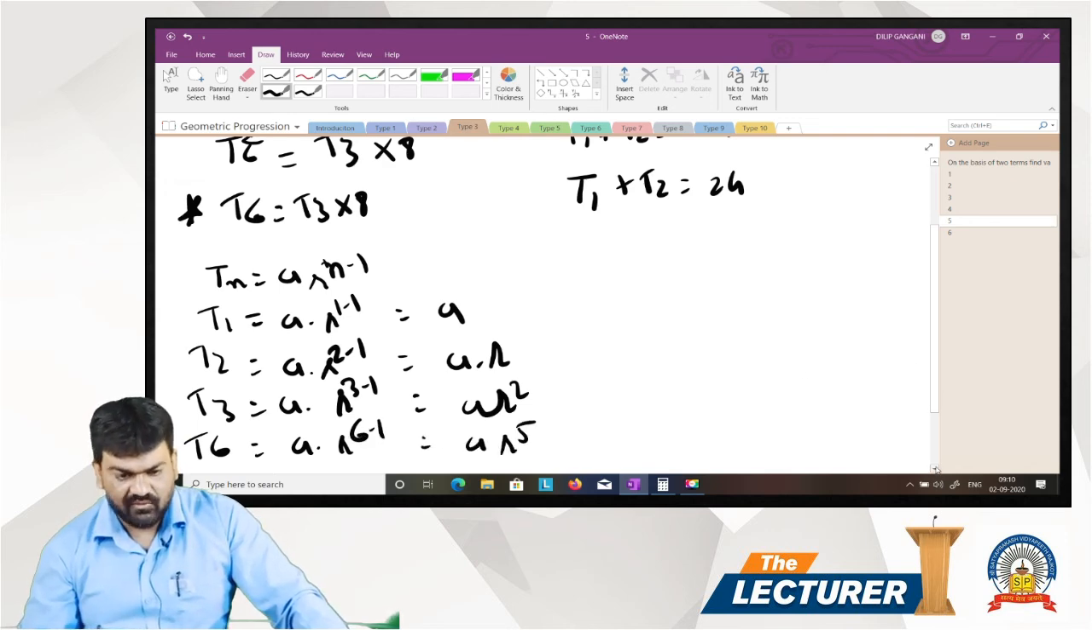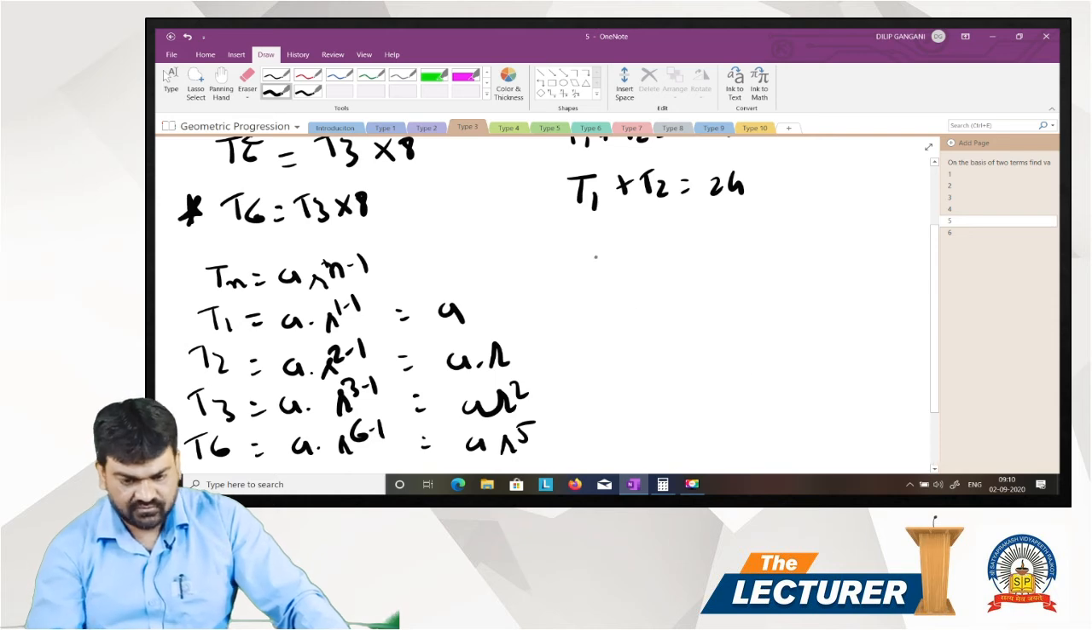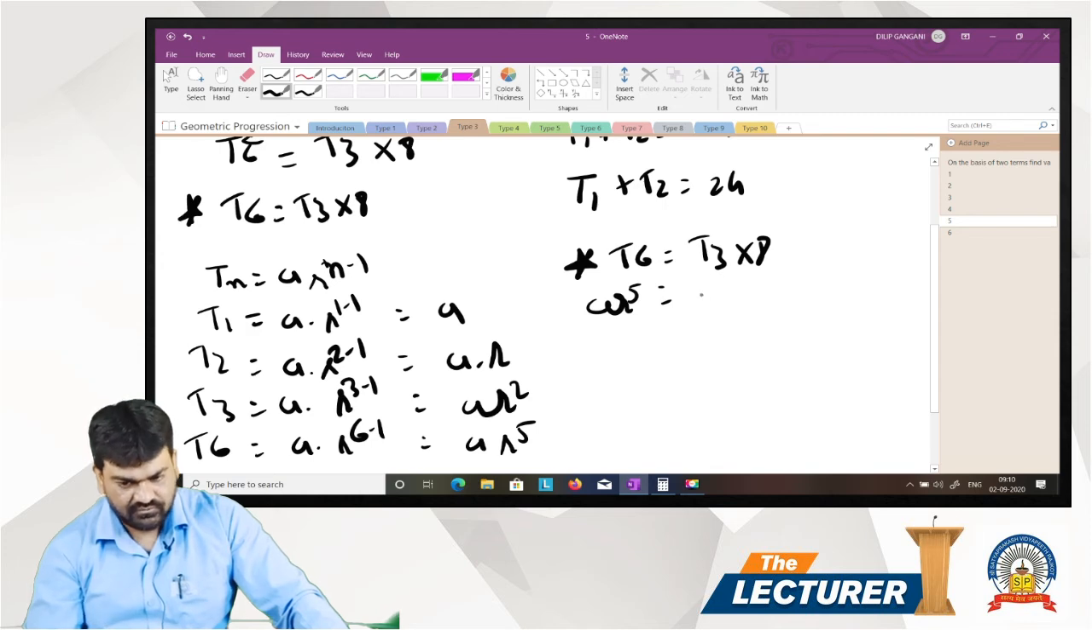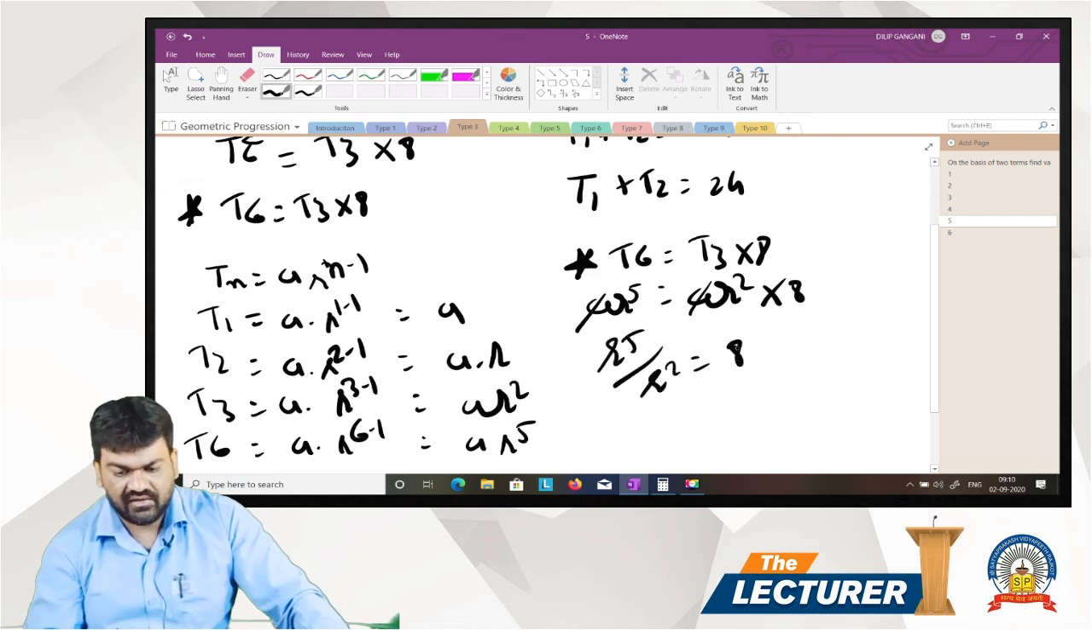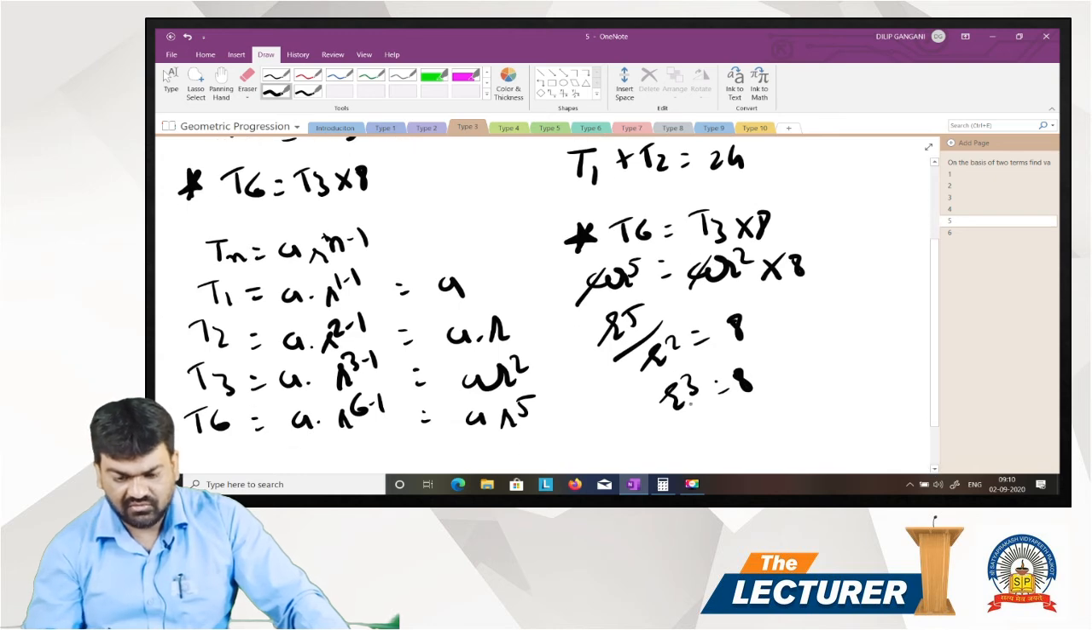Okay, put the values in the relation. T6 is equal to T3 multiplied by 8. What is T6? A R raised to 5. What is T3? AR square multiplied by 8. A cancel, R raised to 5 divided by R square is equal to 8. R cube is equal to 8. So R is equal to 2, since 2 cube is 8.